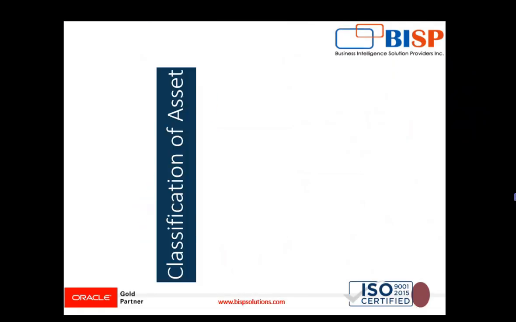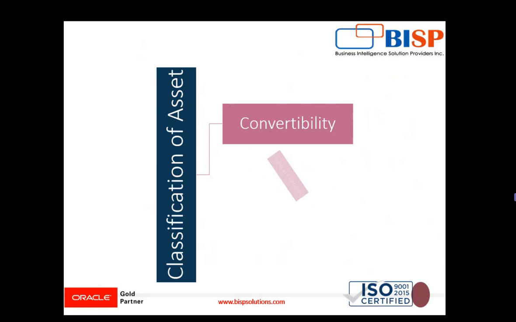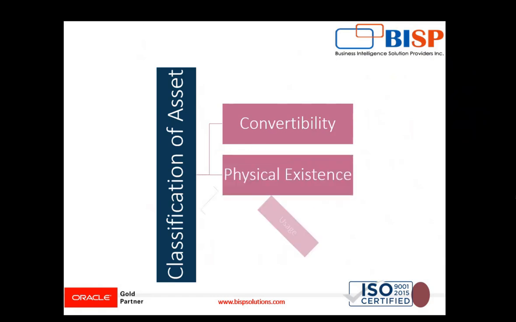So next comes our classification of asset. Assets are generally classified in three subheads, which are convertibility, physical existence, and usage. Convertibility means how easily we can exchange it for cash. Physical existence classifies assets based on their physical existence, in other words tangible or intangible assets. Then usage classifies assets based on their business usage and purpose.